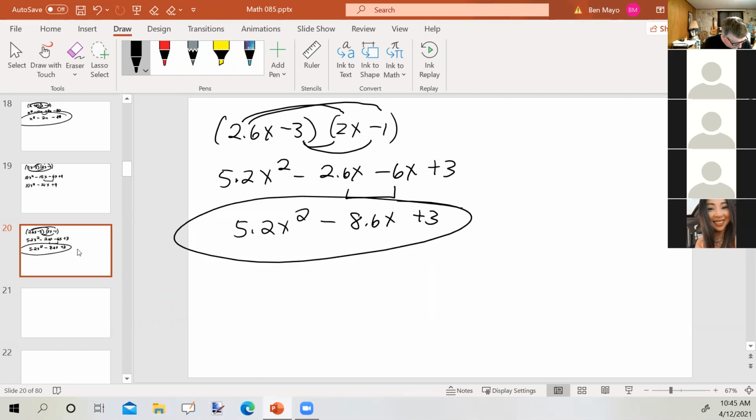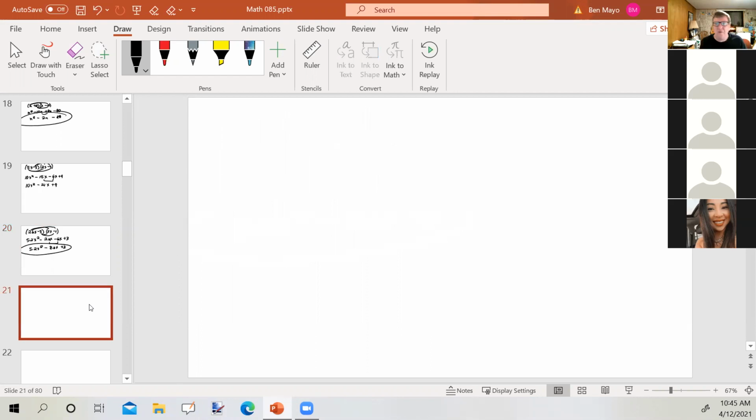All righty. Let's do one with some fractions in it. If I'm going too fast, let me know. I can slow down. 8t minus a half times 4t minus 5/2.